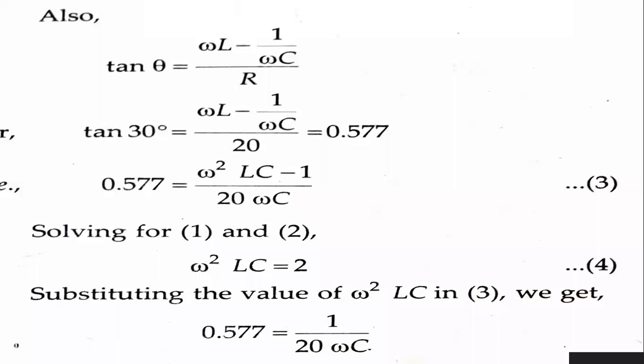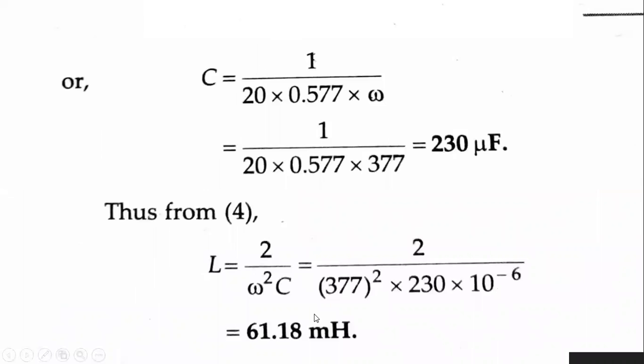By substituting the value of omega squared LC in equation number 3, you will find 0.577. After solving equations number 1 and 2, you find omega squared LC is equal to 2. Just substitute this value in equation number 3. So you will get 0.577 is equal to 1 by 20 omega C. And the capacitor is calculated as 1 by 20 times 0.577 omega, and you can substitute the value of omega. So you will get the capacitor value 230 microfarad.